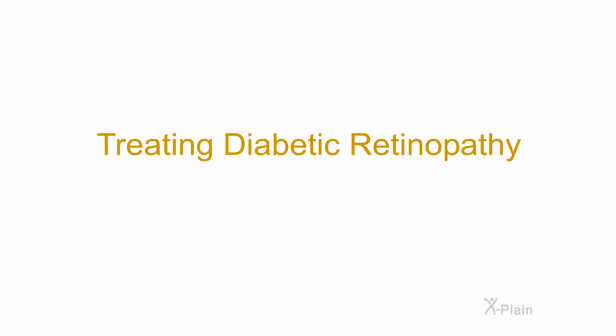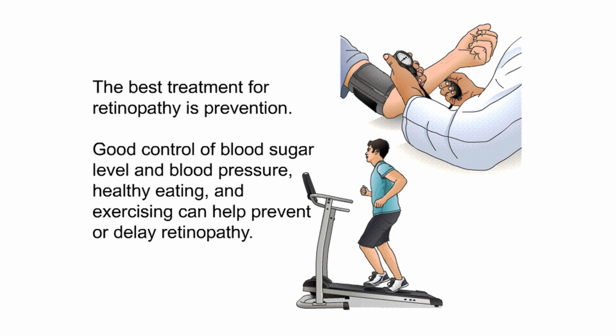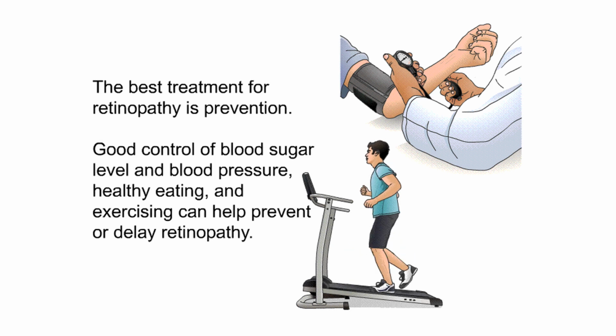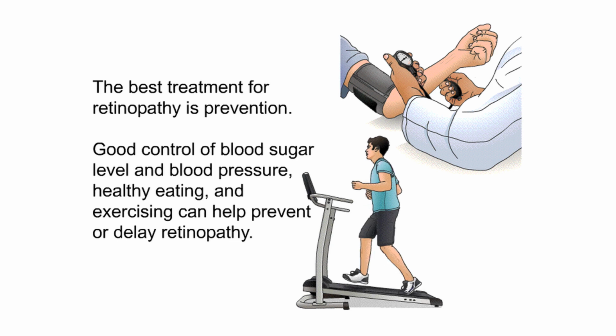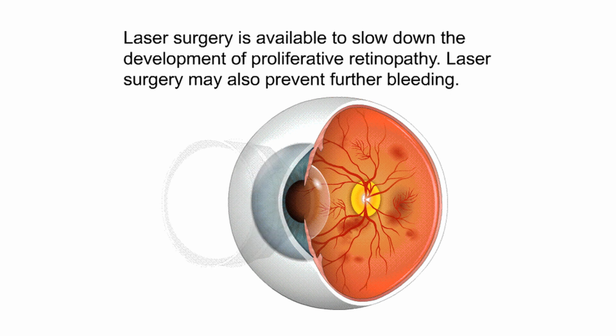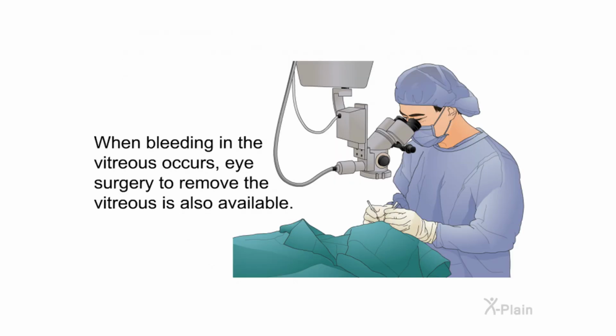Treating diabetic retinopathy. The best treatment for retinopathy is prevention. Good control of blood sugar level and blood pressure, healthy eating, and exercising can help prevent or delay retinopathy. Regular checkups with the eye doctor are essential for identifying early signs of retinopathy. Laser surgery is available to slow down the development of proliferative retinopathy. Laser surgery may also prevent further bleeding. When bleeding in the vitreous occurs, eye surgery to remove the vitreous is also available.